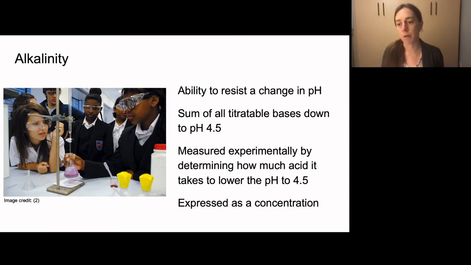They have that burette and they're slowly dripping in acid until that solution they're measuring the alkalinity of, which is in that volumetric flask that girl is holding, reaches a pH of 4.5. And then you can use the volume of acid you introduced into that solution to determine what your alkalinity is. And so alkalinity is expressed as a concentration, and we'll get into that in just a second.